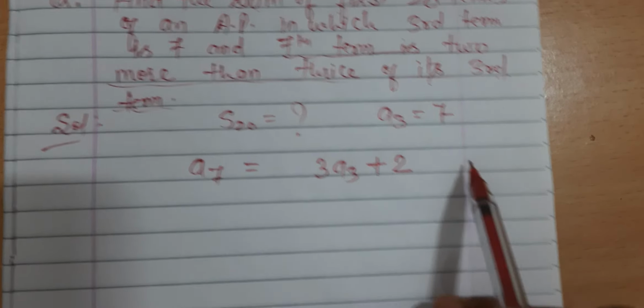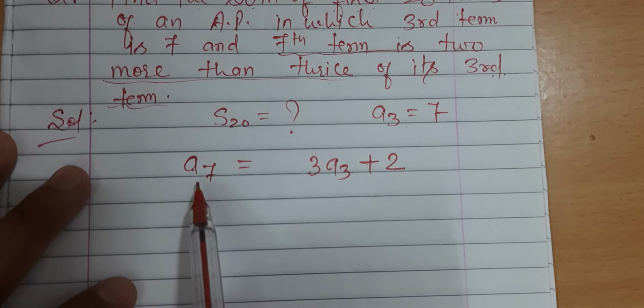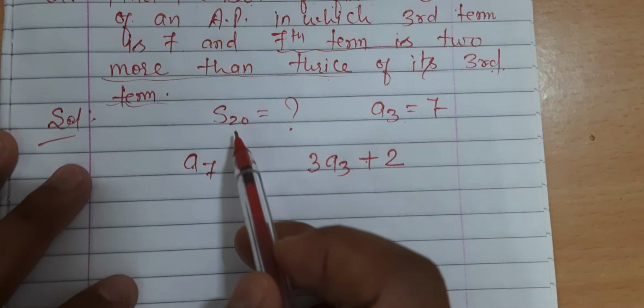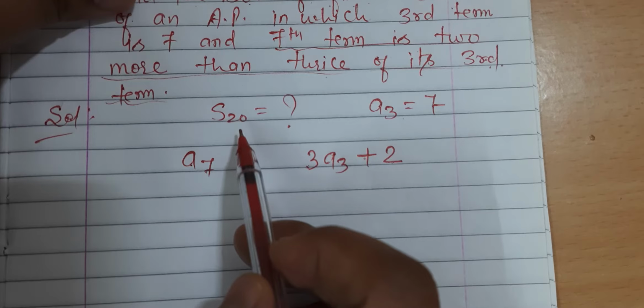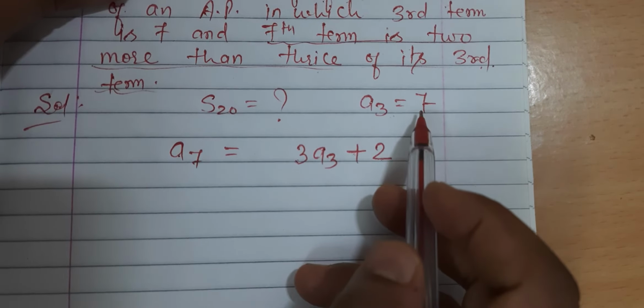So these are the things we are given in this question. We are given the third term, and the relation between the third term and the seventh term is also given, and we have to find the sum of the first 20 terms. Before we find the sum of 20 terms, we need the first term and common difference, which we will find from here.